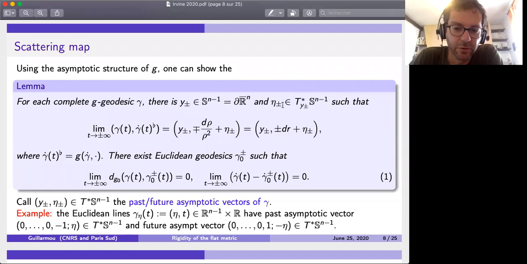And then there will be a covector, which I denote by eta plus or minus, which is in the cotangent space to the sphere at y plus or y minus. And they are defined as follows. You look at the geodesic gamma, you look at its tangent vector gamma dot, you contract with the metric to get a covector, and you look at the limit, and you write it in terms of this rho and theta coordinates. Theta actually becomes y in my talk.